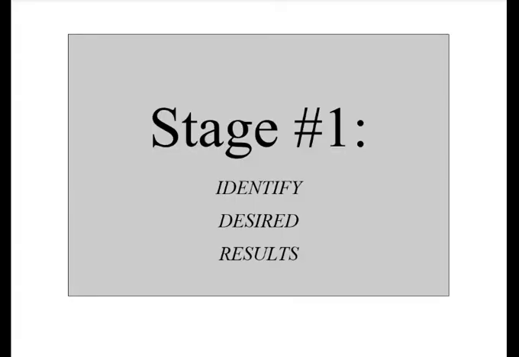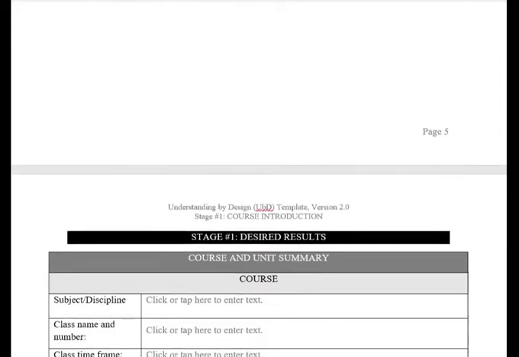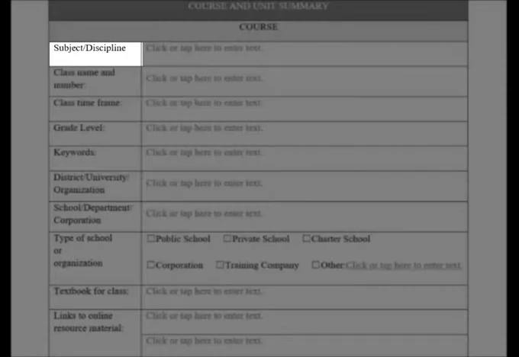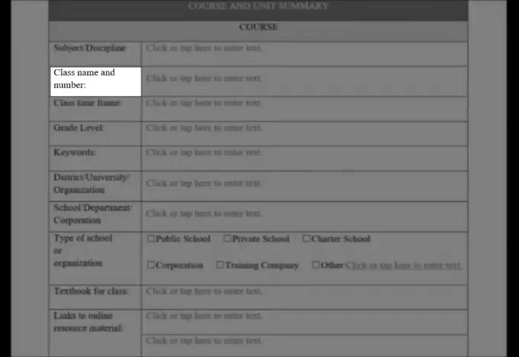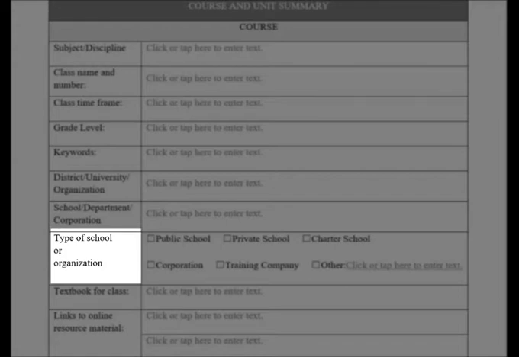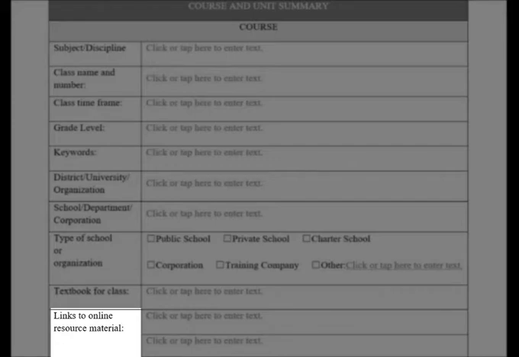Welcome to an overview of Stage 1 of the Understanding by Design approach to course and curriculum building. In this stage, we'll be identifying desired results. To begin, we will be identifying information about the course and the unit, including the subject or discipline, class name and number, class time frame, grade level, keywords, district, university, or organization, school, department, or corporation, the type of school or organization, the textbook for class, and the links to online resource material.